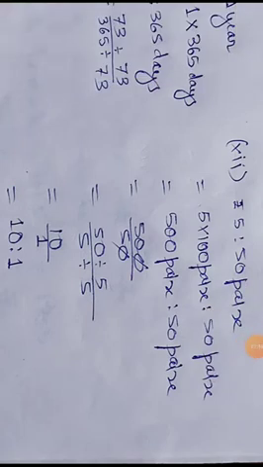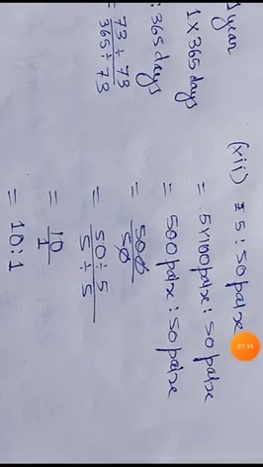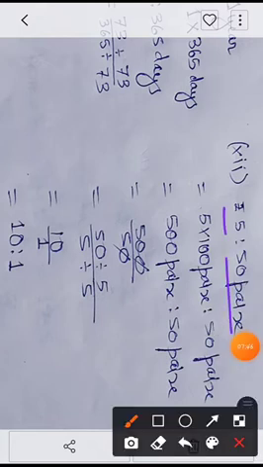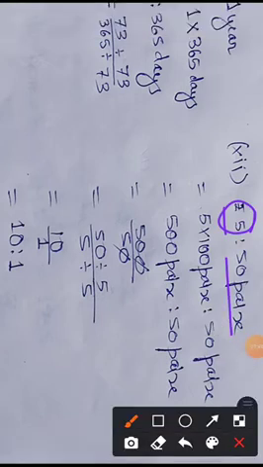Question number 12, rupees 5 is to 50 paise. Again rupees is not similar to paise. So what we will do, we will change rupees to paise. So 1 rupee is equal to 100 paise. Therefore we multiply 5 by 100 and it becomes 500 paise.